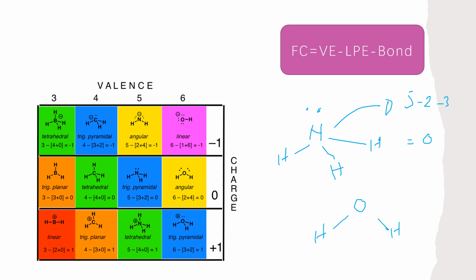It's got an octet to complete, 2, 4, 6, 8. So now don't worry about the hydrogen, its formal charge is 0. You worry about the oxygen. Oxygen group 6 provides 6, lone pair electrons 4, minus bonds 2, therefore 0. So 0 charge. Okay, let's move into the other one.